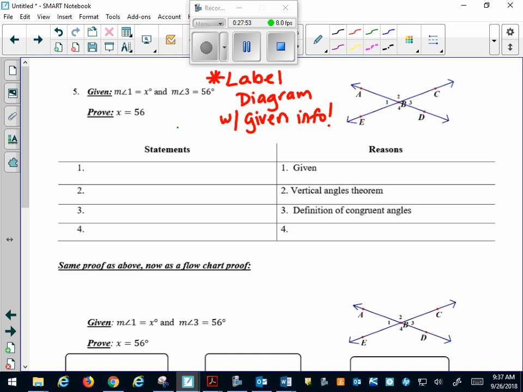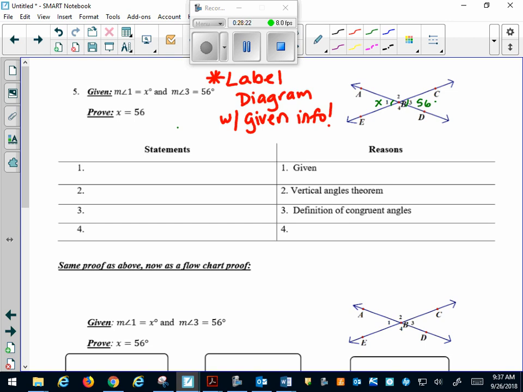Okay, so we're going to take the measure of angle 1 is x. Here's angle 1. I'm going to put an x right there. The measure of angle 3 is 56. So right away, once you're labeling your diagram, you should be thinking, aha, I'm dealing with what kind of angles here? Vertical angles. So that labeling of the diagram gives you a little sense of what you're dealing with here.